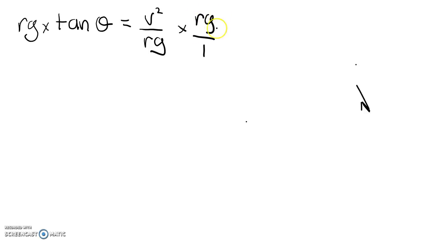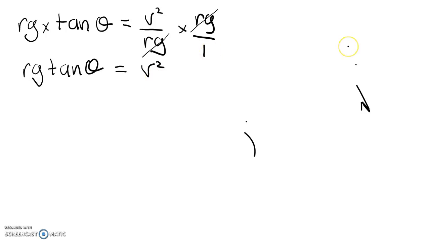So we've got Rg on this side divided by Rg, and they cancel. So what we're left with is Rg tan theta is equal to v squared on 1. We don't need to write the 1. Okay, so now to get v by itself, we have to remove the squared operation.